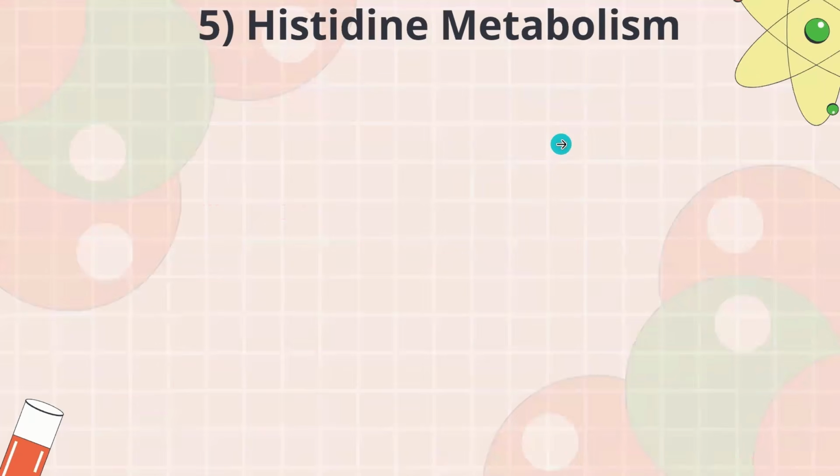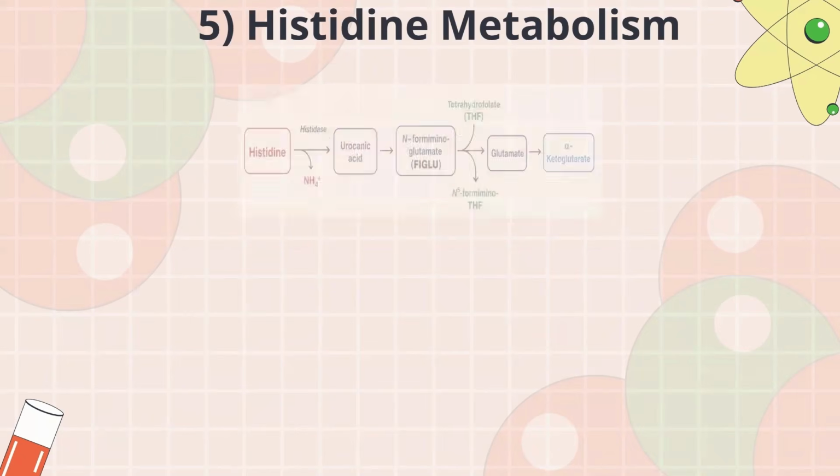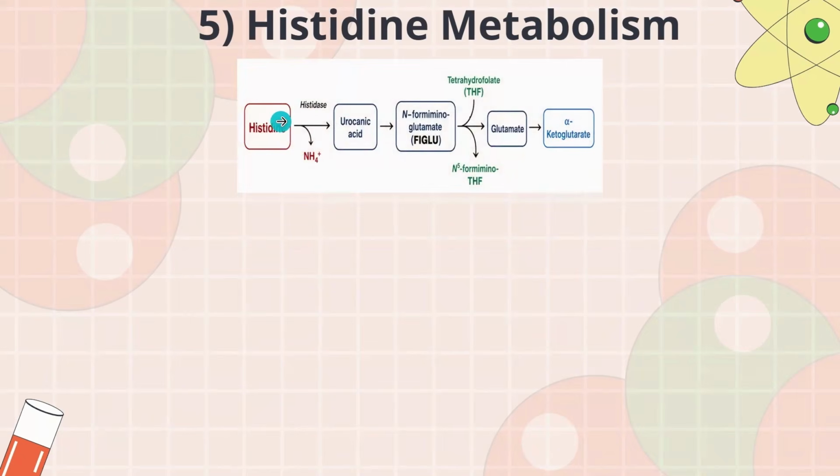Now let's talk about the fifth item on the checklist, which is histidine metabolism. Histidine metabolism is one of the easier ones, so don't worry, and it's not as high yield, but if you understand it, you're good to go. So histidine is basically going to be converted into urocanic acid by the enzyme histidase. And when it does this, it will release NH4 plus.